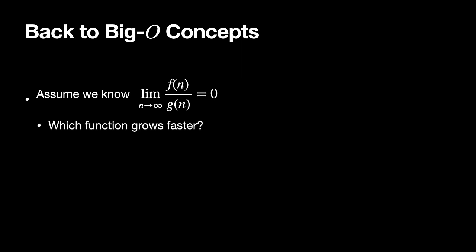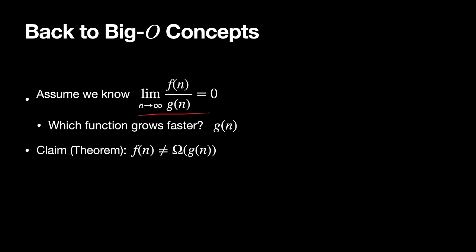Okay, so let's continue on with this. We already know that the limit as n approaches infinity of f of n divided by g of n, if that's equal to 0, it proves something about big O. And we already know that we'd consider the g function to be growing faster if this limit's true. So let's do another claim. Let's claim that f is not in omega of g. So we've got our same assumption about the limit being 0, but now we're talking about big omega, and we're claiming that f is not big omega of g.